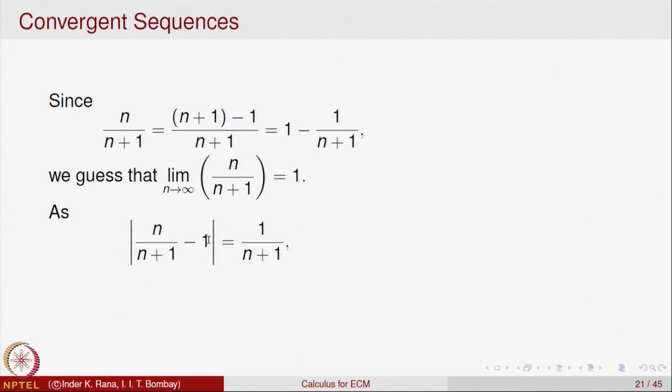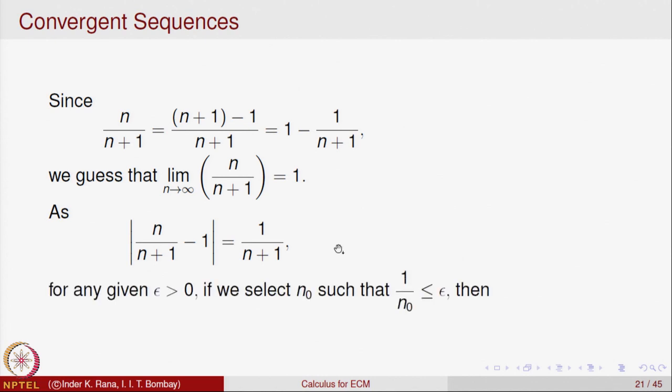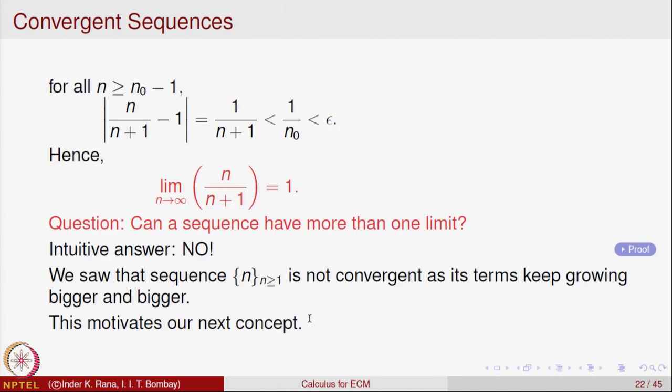So, a n minus L, this quantity, is equal to 1 over n plus 1, and I can make 1 over n plus 1 small by choosing n large enough. So, that means I can say that this can be made less than epsilon for any given epsilon. So, this is how rigorously you will prove that this limit is equal to 1.